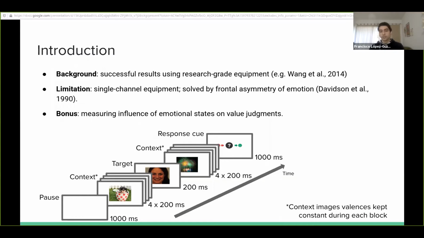So between blocks, which were about 1 minute, we showed several context images of constant emotional valence. And we also showed some target images, here a face, and we asked them to identify the emotion of that image when they saw this response cue. So this is the basis of our experiment.